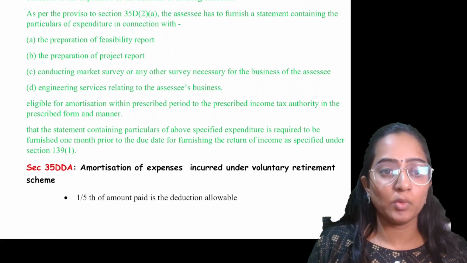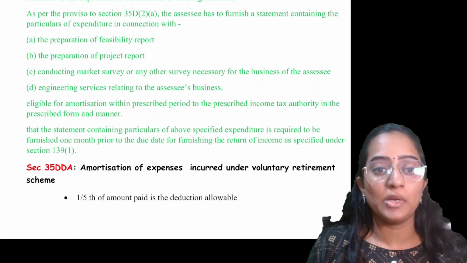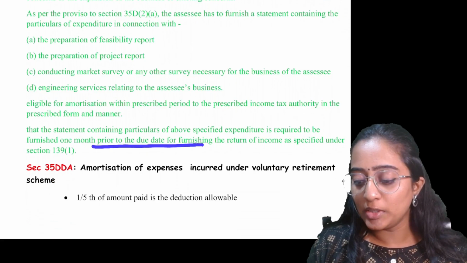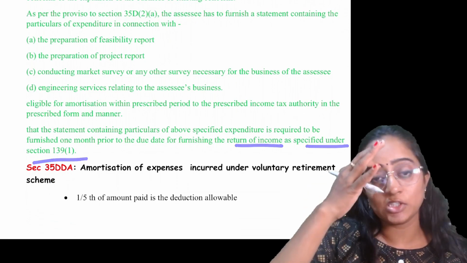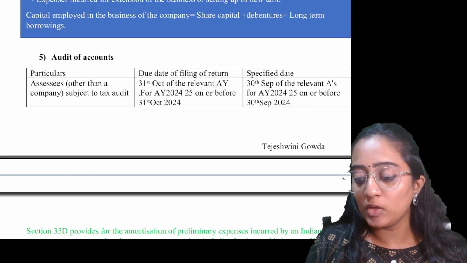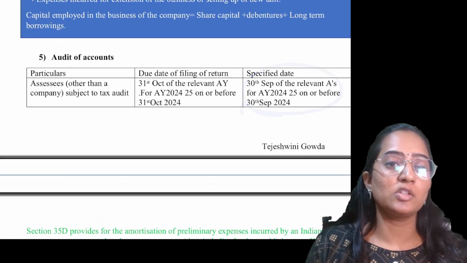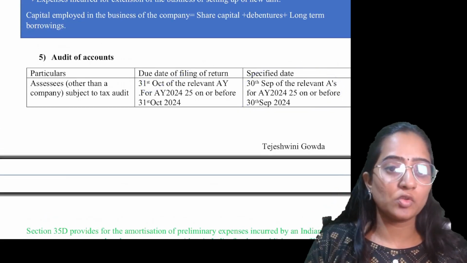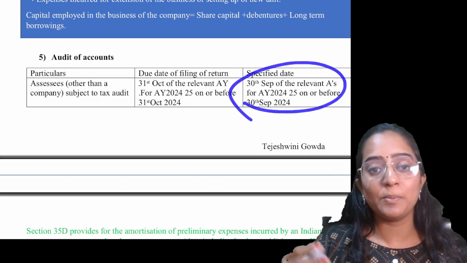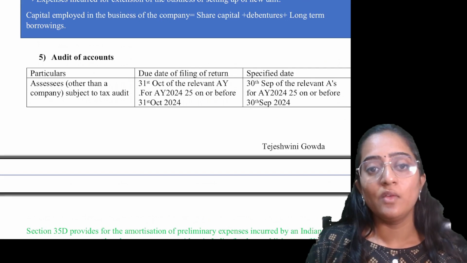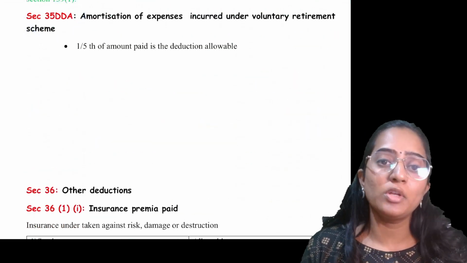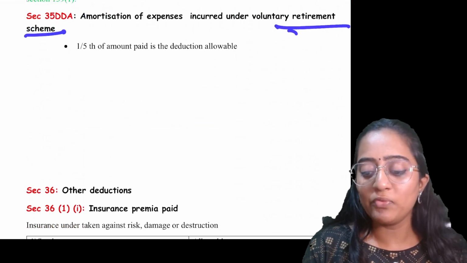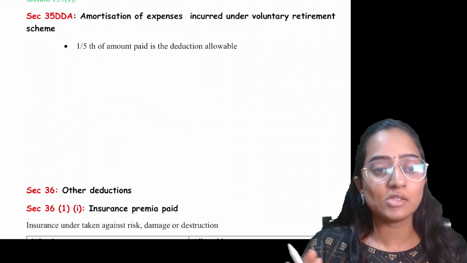You need to provide the information, and this has to be submitted 1 month prior to the due date of furnishing of the return of income as specified under section 139(1). That is, you need to submit it on or before 30th of September. Your due date is 31st October, no? So you need to submit it 1 month prior, that is 30th September. Section 35DDA speaks about your voluntary retirement scheme. 1 by 5th of the amount is allowed as your deduction.